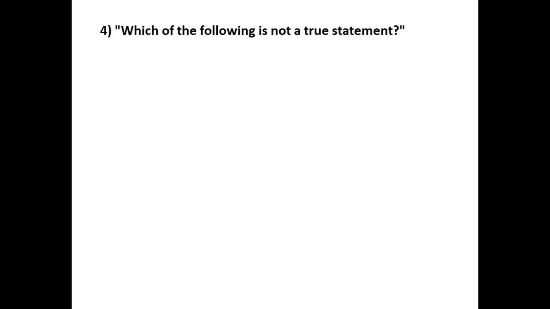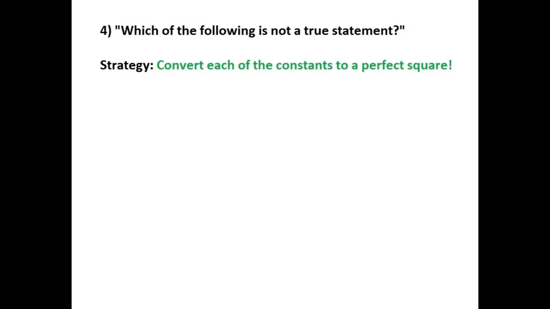Number 4 asks us, which of the following is not a true statement? So it's got here F: 7 is less than the square root of 50, which is also less than 8. Then we have G that says 4 is less than the square root of 23, which is less than 5, and so on and so forth. You might think that your strategy is to find the square roots of each of the numbers in the middle, and you could do that.